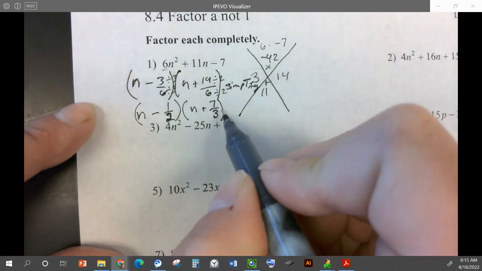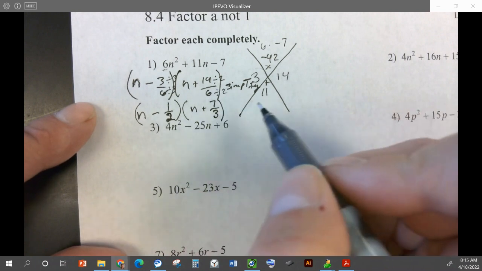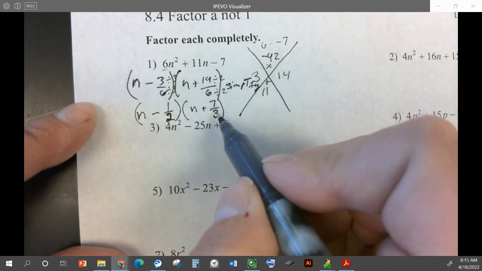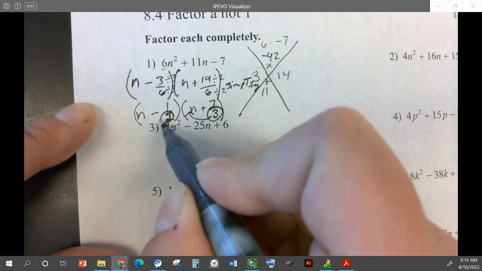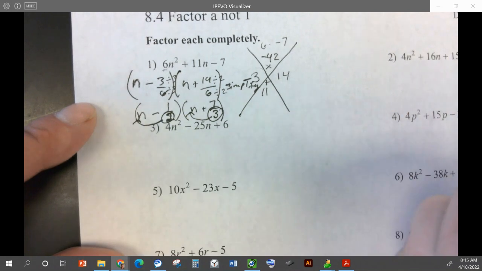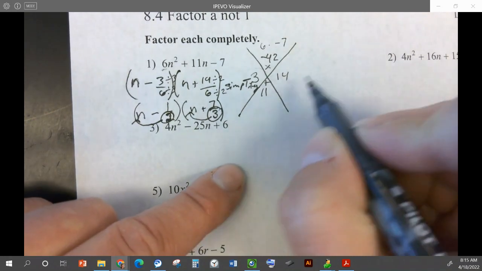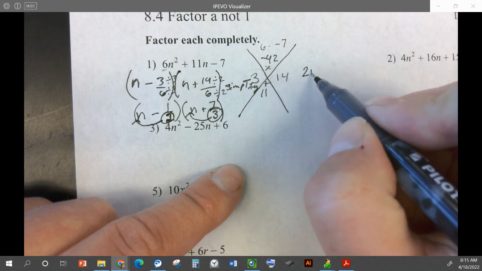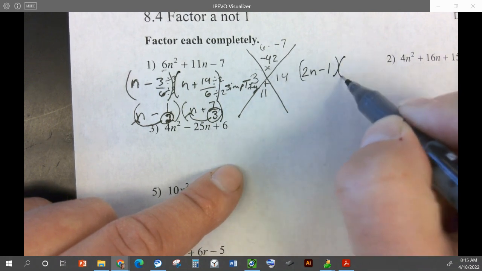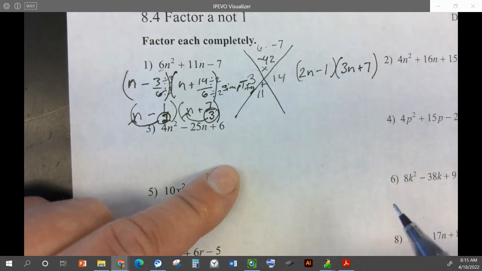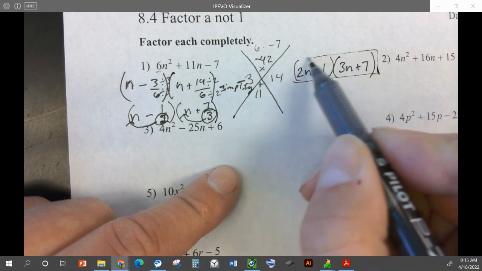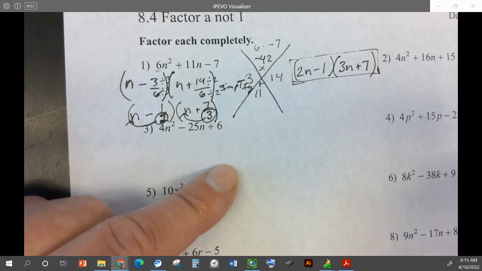And if I have a fraction, I can't divide anything else. These are simplified fractions. I'm going to take the bottom and move it up. This is called the bottoms up method. We're moving the bottom of the fraction up in front. So my answer will be, I'll put it over here, 2n minus 1 and 3n plus 7. And that will be my answer for number 1. Questions on number 1? Do you guys see where that's coming from?